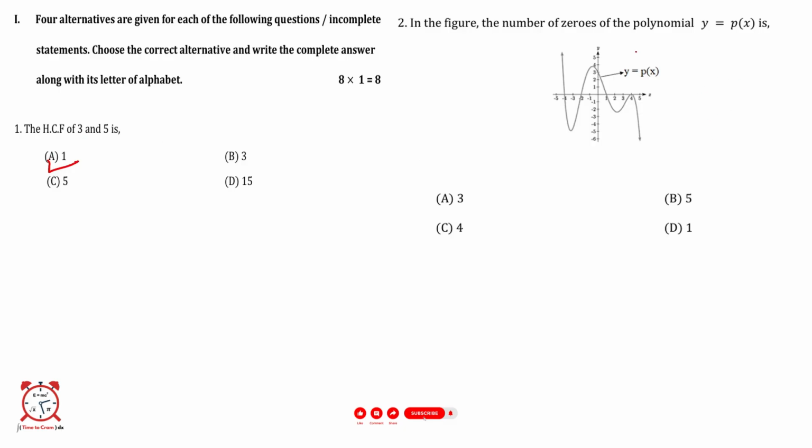Second question is on polynomials. You can see the graph of the polynomial here. The graph intersects the x-axis at different points. Let us find how many points there are where the graph intersects the x-axis. Here this is the first point, second point, third point and fourth point. So the answer is 4. In this way, we will solve the entire board question paper of set 1.